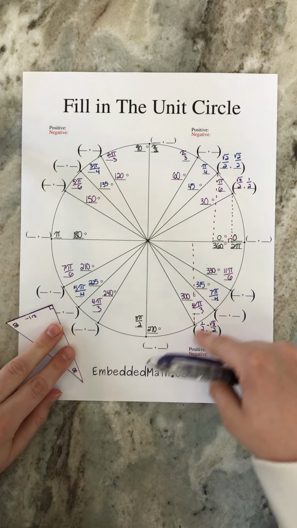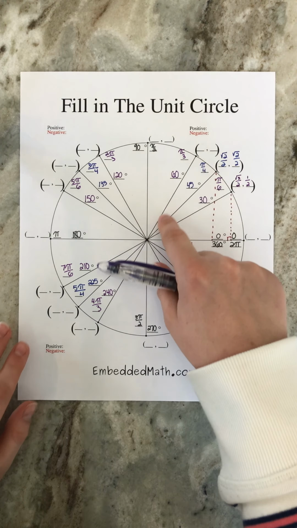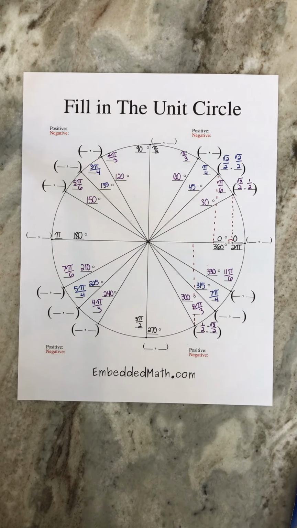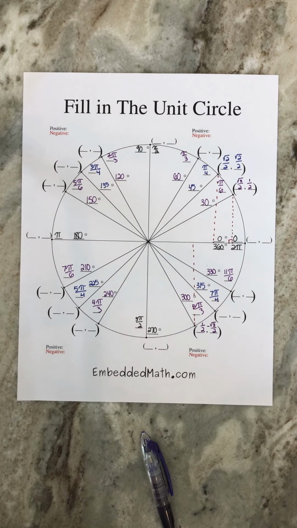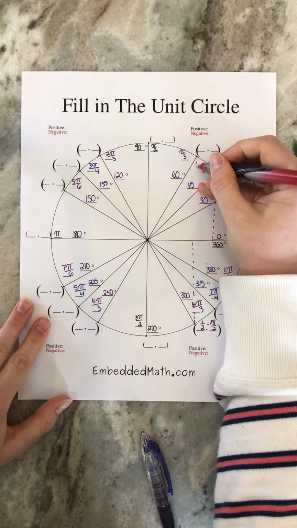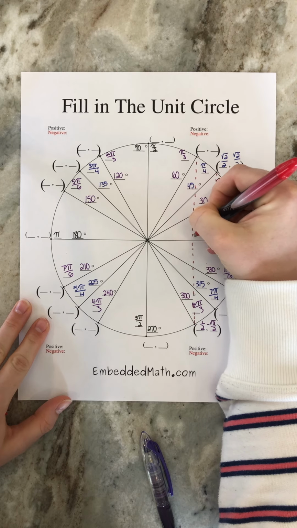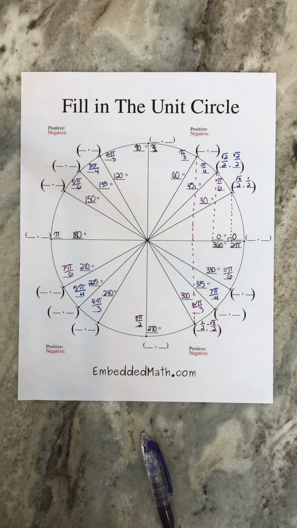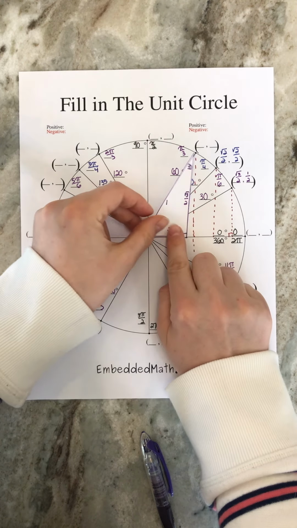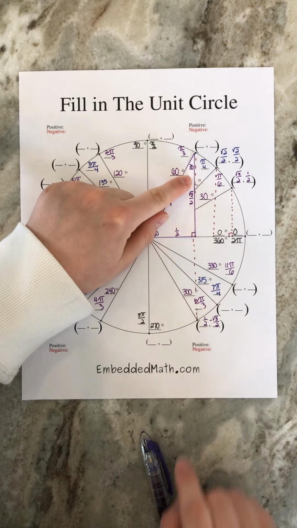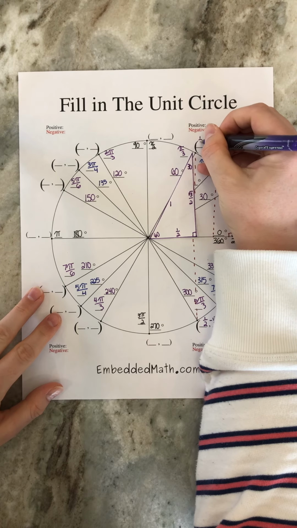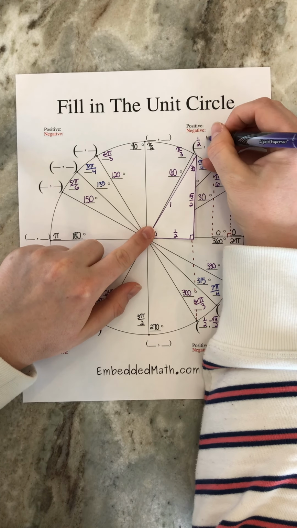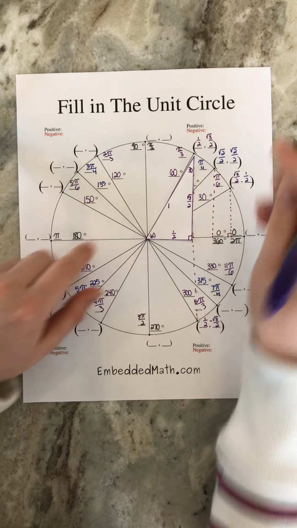I'm going to go back up to that first quadrant again and just finish filling in this last one here. Pi over 3 was our radian measure. So if we draw our line going down, we get a right triangle, it's a 30, 60, 90. And our x value is going to be 1/2. Our y value is going to be square root 3 over 2.